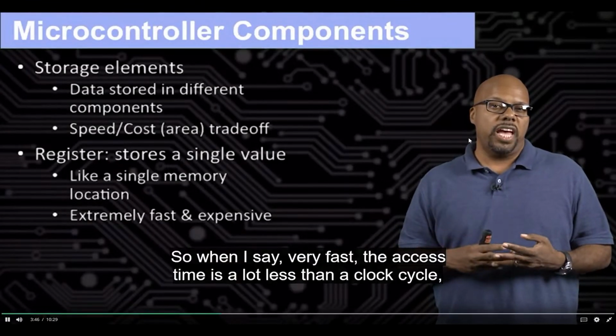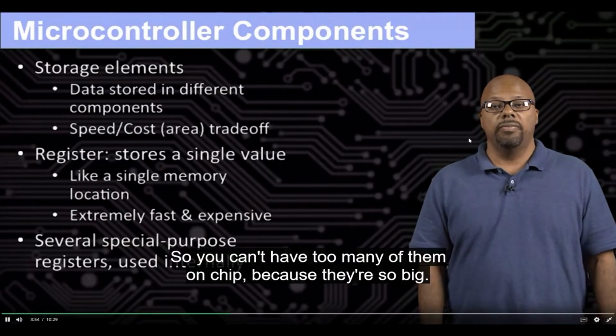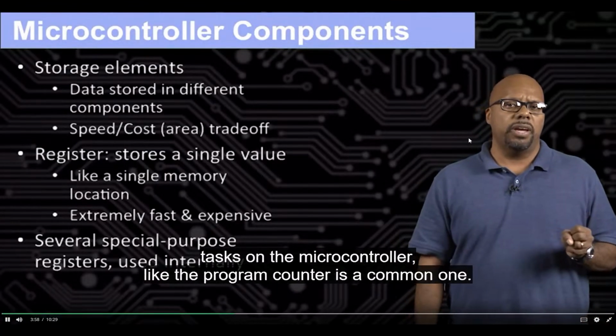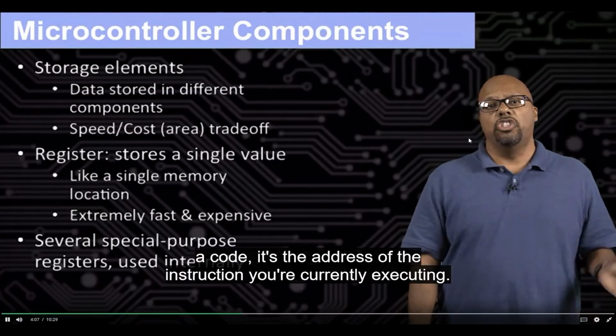Very fast. When I say very fast, the access time is a lot less than a clock cycle. But it's expensive, so you can't have too many of them on chip because they're so big. There are several special purpose registers that are devoted to particular tasks on the microcontroller, like the program counter, which is a common one. The program counter is the register that tells you what instruction you're executing in the code. It's the address of the instruction you're currently executing.